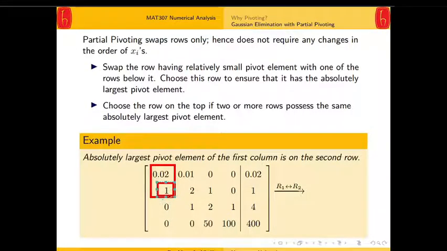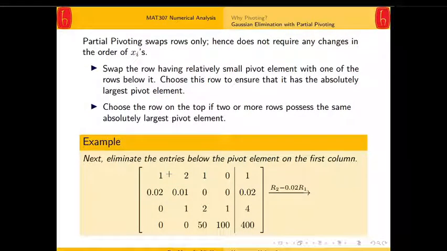Okay, largest meaning in absolute value. So we basically interchange the rows, row number 1 and number 2, to get this point. And then once we have the largest number appear as the pivot entry, we can use this pivot entry to eliminate the other entries below it.